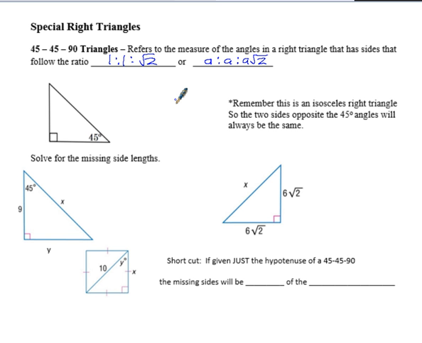And so what we're looking at is a shortcut. Instead of doing all the messy trig ratio stuff, these are shortcuts that you can use for these two particular types of triangles. And it says here that, remember, this is an isosceles right triangle, so the two sides opposite 45 degree will always be the same. So in a triangle, if I have a 90 degree and a 45 degree, this has to be 45 degrees, making it isosceles. Therefore, these sides have to be congruent. So that's why you see A.